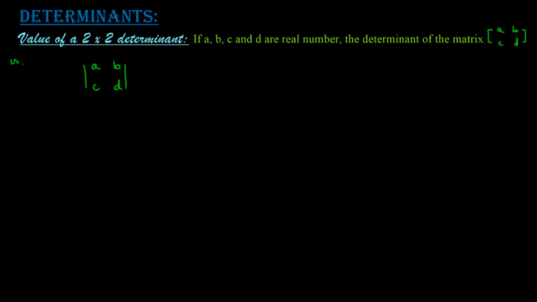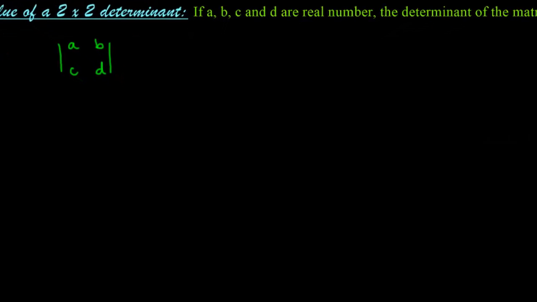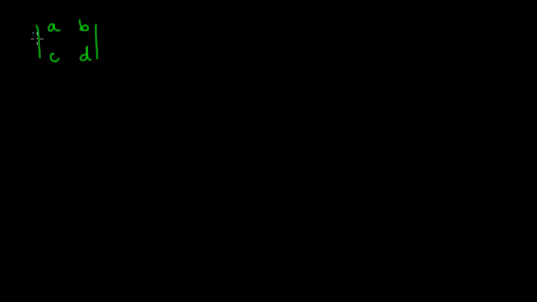So the first type of determinant we are working with is the 2 by 2 determinant. The definition of a 2 by 2 determinant is: if A, B, C, and D are real numbers, then the determinant of the matrix A, B, C, D is defined as follows. We have the matrix A, B, C, D. What we're going to do is multiply across all the way down. So A times D gives me AD, and multiply across all the way up gives me C times B, which is BC.